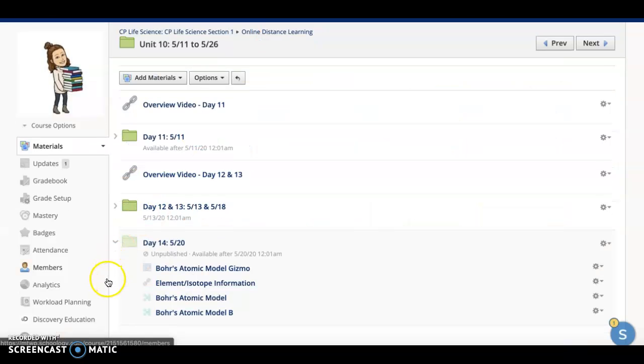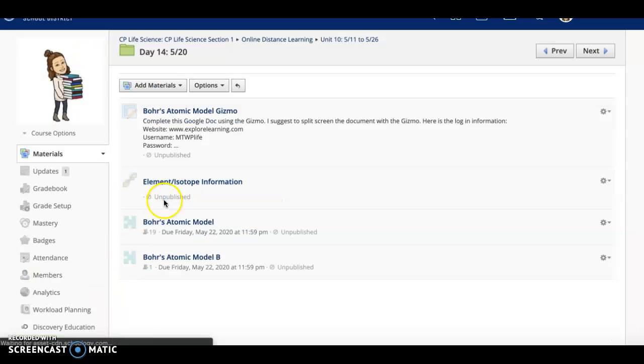So what you guys are going to do for day 14, let's come on over here. These are your notes. There's no turn-in thing next to here, so you don't have to turn this in. But this is what's going to give you some information about the actual atomic model and give you a simulation of what it looks like.